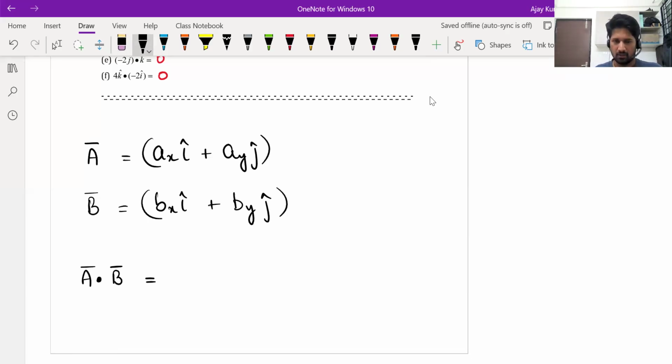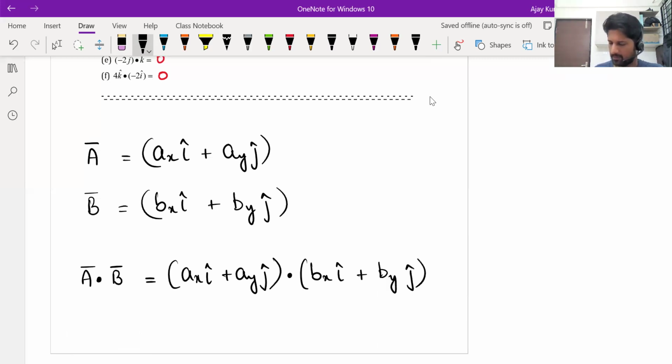Now you need to evaluate the dot product between these two vectors. First is ax I cap plus ay j cap. Anyway, for dot product, it doesn't matter which vector you take first. Bx I cap plus by j cap. Okay. Now generally, any one of you tell me, suppose you have to multiply a plus b with c plus d. How do you do this?